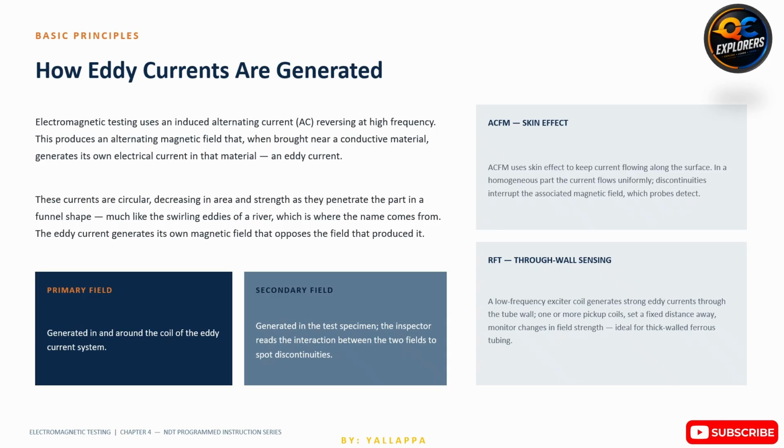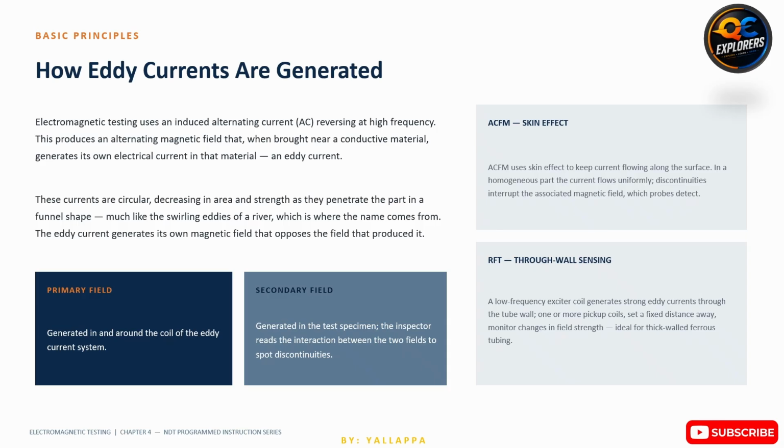According to Lenz's law, this secondary field always opposes the primary magnetic field that created it. The inspection instrument continuously monitors the interaction between these two magnetic fields. If the material is free from defects, the current flow remains relatively uniform. However, if a crack, corrosion pit, inclusion, or thickness variation interrupts the current path, the balance between the primary and secondary fields changes. These changes appear as measurable variations in impedance, amplitude, or phase on the instrument display.